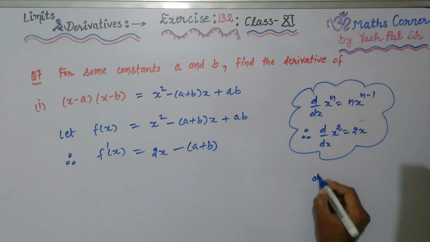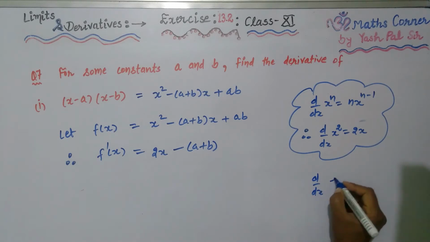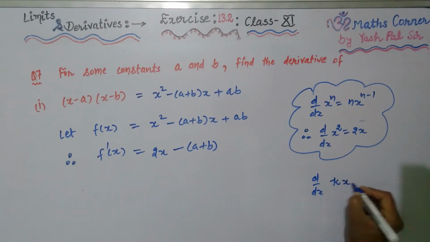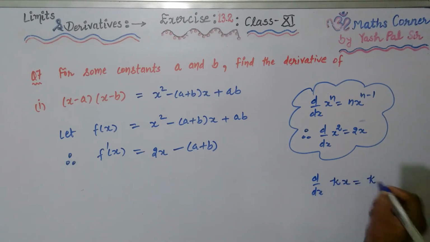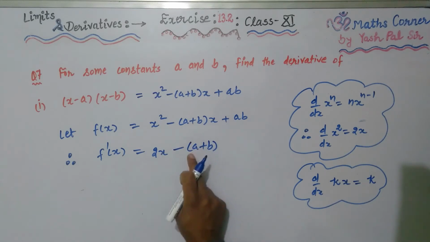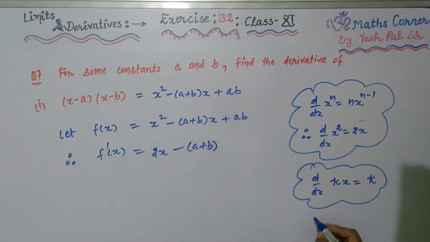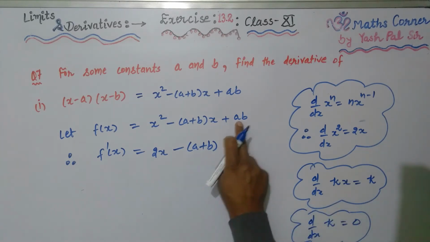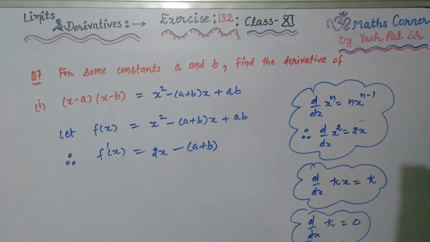Second, we know that the derivative of k into x, where k is any constant, is equal to k. So in place of k, this is minus (a plus b). Okay. Third thing, the derivative of only a constant term is 0. So this is the constant term, so its derivative is 0. So this is the answer to the first part.